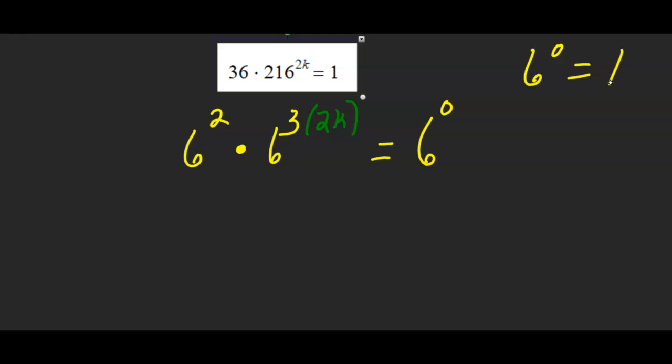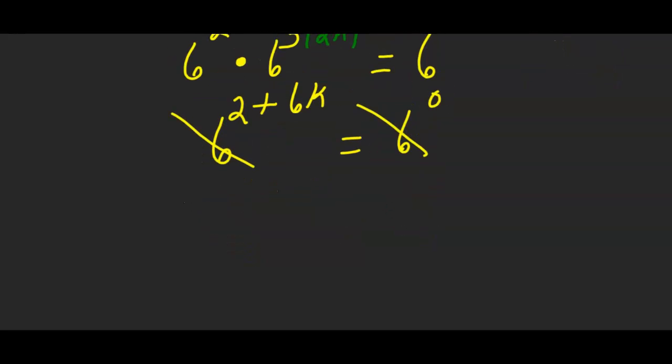Now I have my bases the same. On this side, I need to add my exponents. So it's 6 to the 2 plus 6k equals 6 to the 0. Now your bases are the same. You can cancel them off, solve your equation.